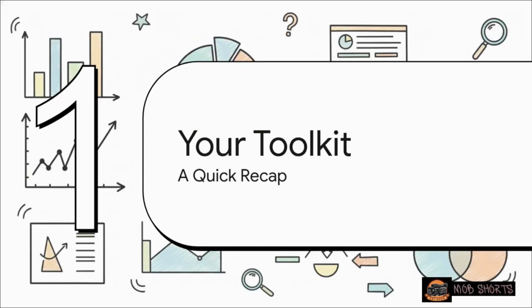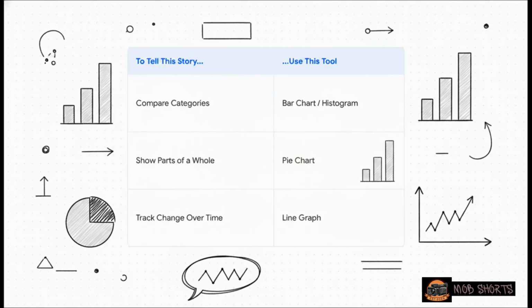And just like that, you've done it. You have built your foundational data storytelling toolkit. It's got 3 essential tools that will help you make sense of almost any data you come across. So let's do a quick recap. It really boils down to this. If you want to compare different categories, you grab a bar chart or a histogram. If you want to show how parts make up a whole, a pie chart is your go-to. And if you need to track change over time, the line graph is your best friend. Remember, choosing the right tool isn't about making things look pretty. It's about telling the clearest and most honest story you can.